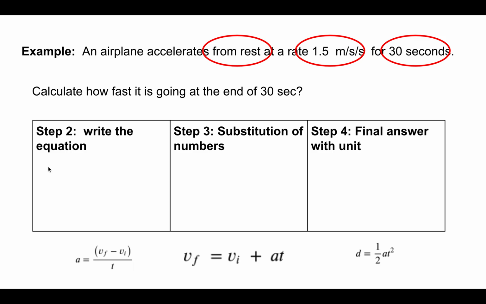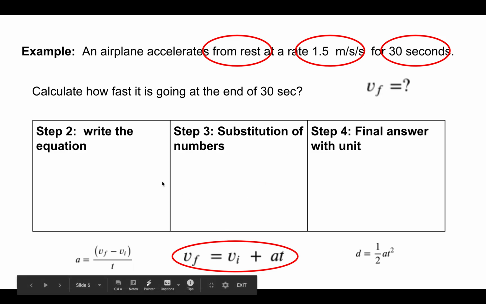All right, so let's continue on. We want to figure out how fast is it going at the end of 30 seconds. So I got these 3 equations. You'll never have to memorize them. I'm going to give them to you. Which one is the right one to use? So if it's asking me how fast, what does it want? It wants to know the final velocity. How fast is it at the end?